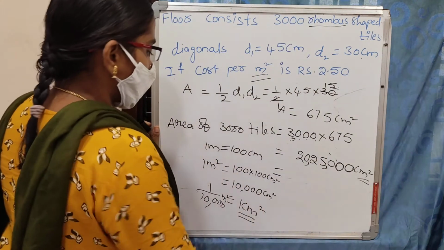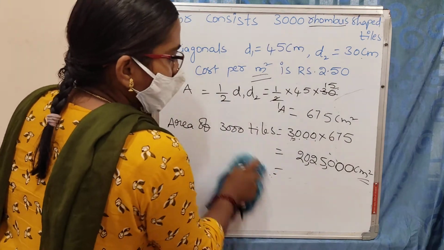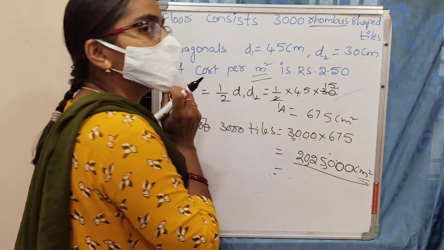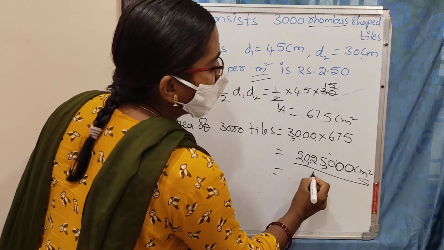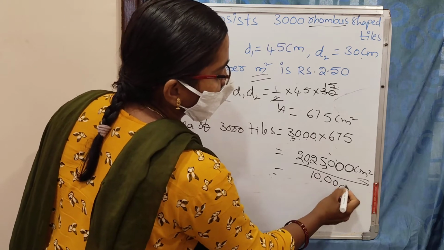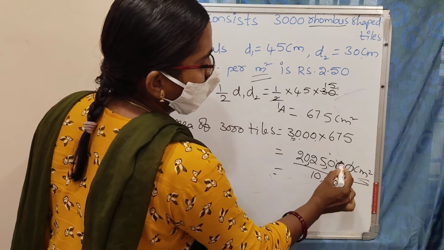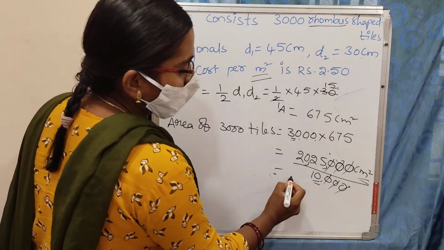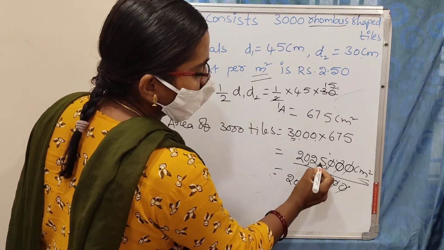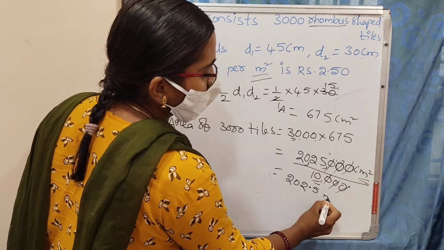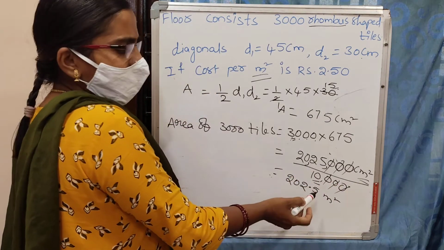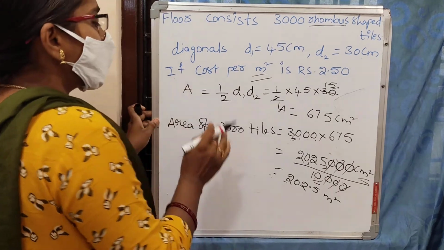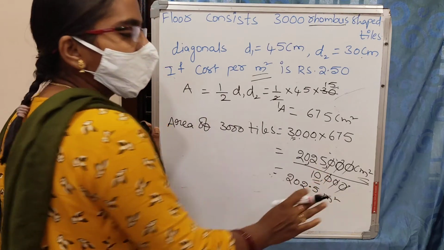So this is 20 lakhs 25,000 centimeter square. If you want to convert this into meter square area, we have to divide by 10,000. So 1, 2, 3 zeros. Cancel. And in the base we have 10. So 202.5, we can write as 202.5 meter square. Why? Because just divide with 10. So 202.5 meter square is the total area of that room.